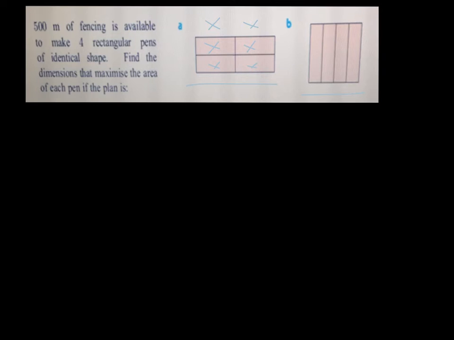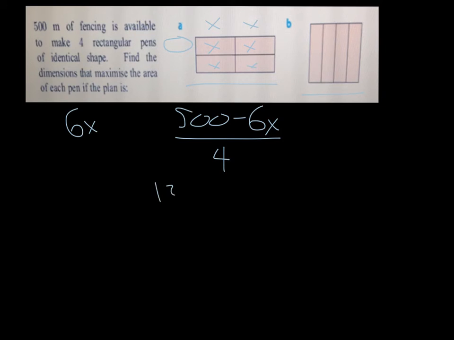So we know that there are 6 x lengths. And then this side, there are 4 of them. And we know that it's going to be 500 meters of fence. We're going to subtract our 6x, and since there are 4 of those, we'll divide by 4. And how can we simplify? That would be 125 minus 3 halves, so 1.5x. And that's what's equal to that side, the short side.